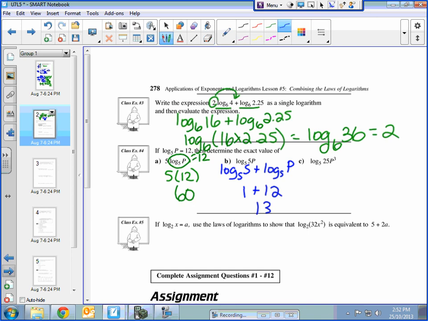Okay, log of 25p cubed base 5. Look at your arguments. Is your exponent affecting the 25 and the p or just the p? Just the p. So p cubed is being multiplied to 25. So can we split that up somehow? Don't get that far yet. Split it up into 2 logarithms.